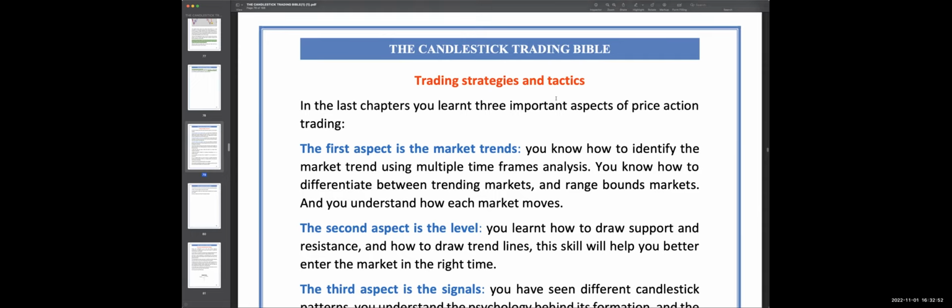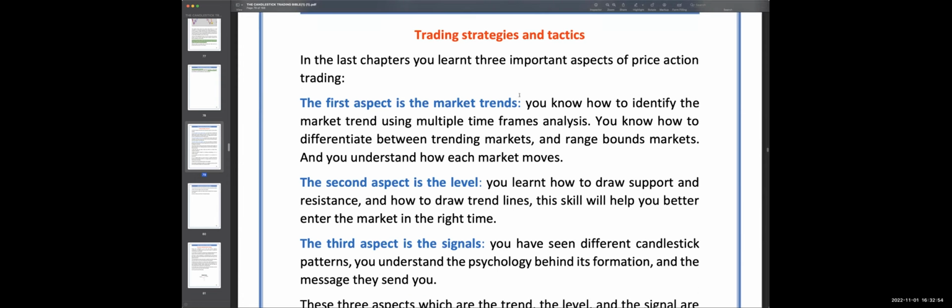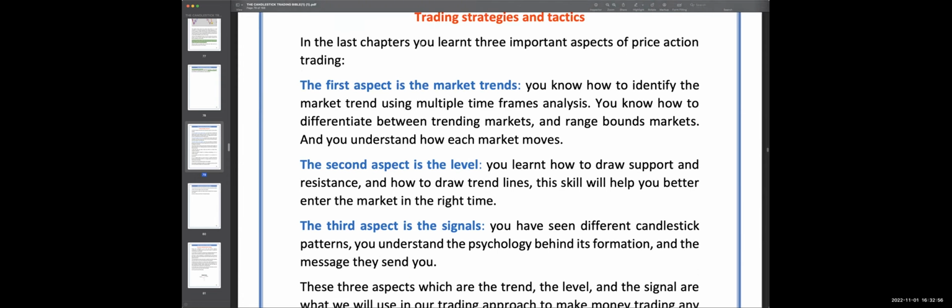In the last chapters, you learned three important aspects of price action. The first aspect is the market trends. You know how to identify the market trend using multiple time frame analysis. You know how to differentiate between trending markets and range bound markets, and you understand how each market moves. The second aspect is the level. You learned how to draw support and resistance and how to draw trend lines. This skill will help you better enter the market at the right time.